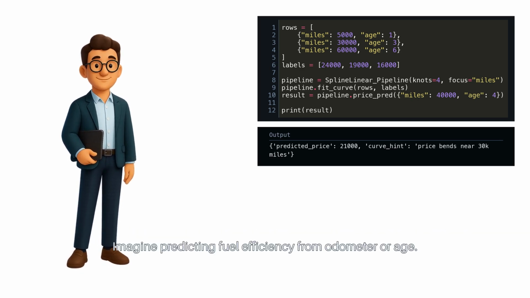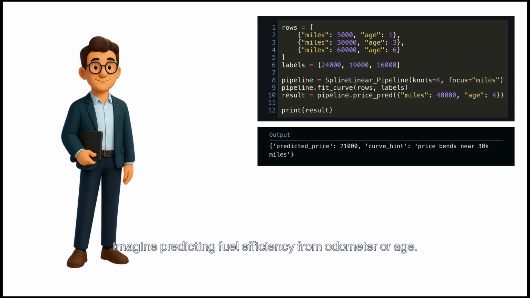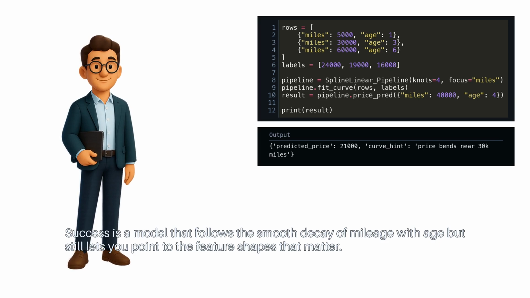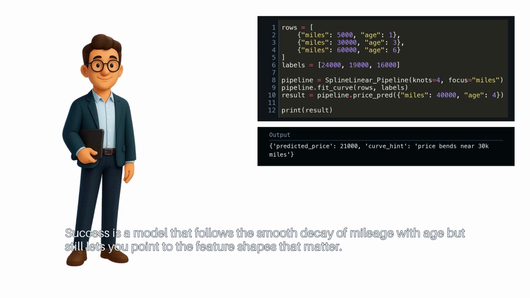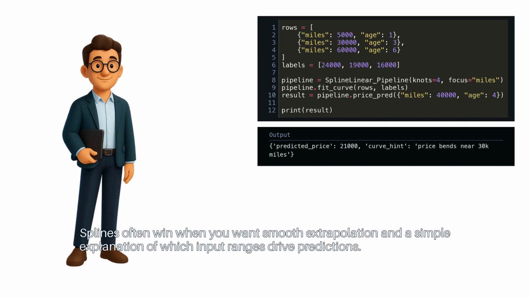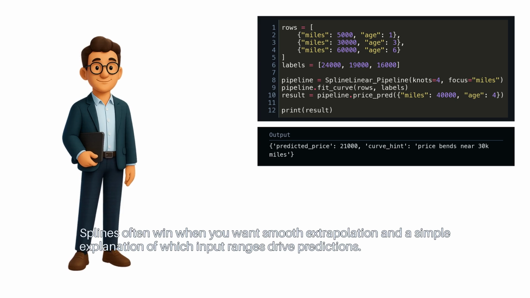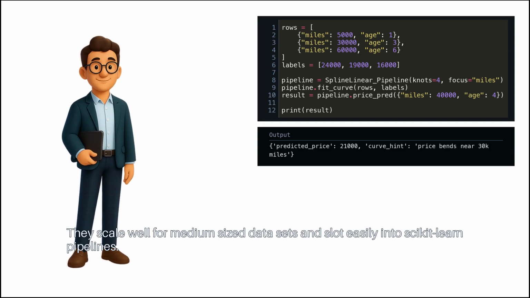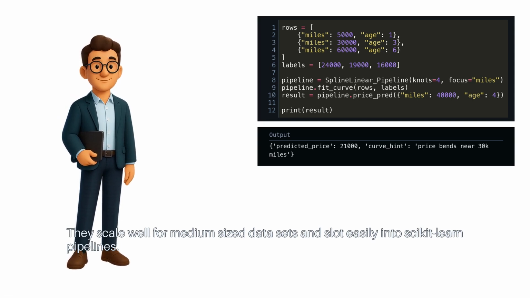Imagine predicting fuel efficiency from odometer or age. Success is a model that follows the smooth decay of mileage with age, but still lets you point to the feature shapes that matter. Splines often win when you want smooth extrapolation and a simple explanation of which input ranges drive predictions. They scale well for medium-sized datasets and slot easily into scikit-learn pipelines.